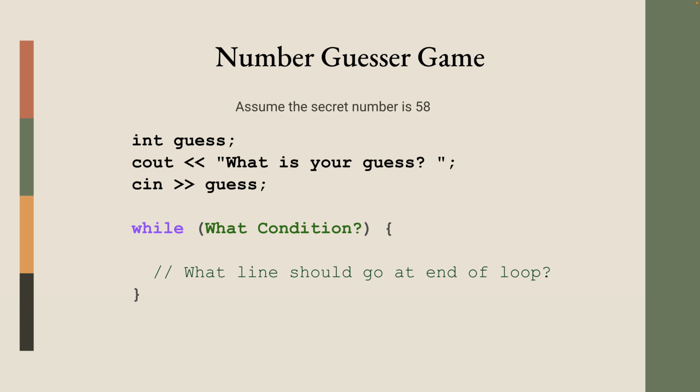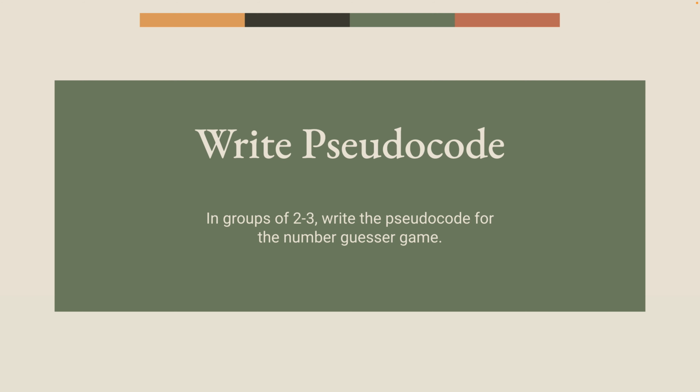So I guess I should have put up the screen first. But what was the condition? So now we said it in English. What would it be in terms of code? It's like guess does not equal number. Yeah, so we'll say the answer is 58 in this example. So while guess doesn't equal 58, and then what do we put at the end of the loop? Cin guess. Yeah, so we'll tell the user, we'll print out whether it's too high or too low, and then at the end we'll have the cin guess, so we get another guess.